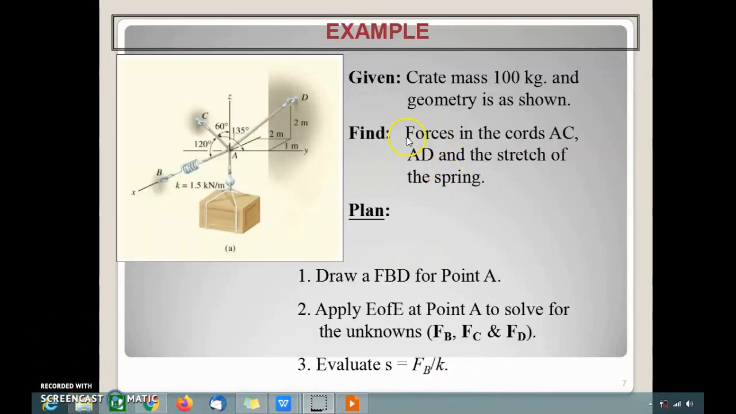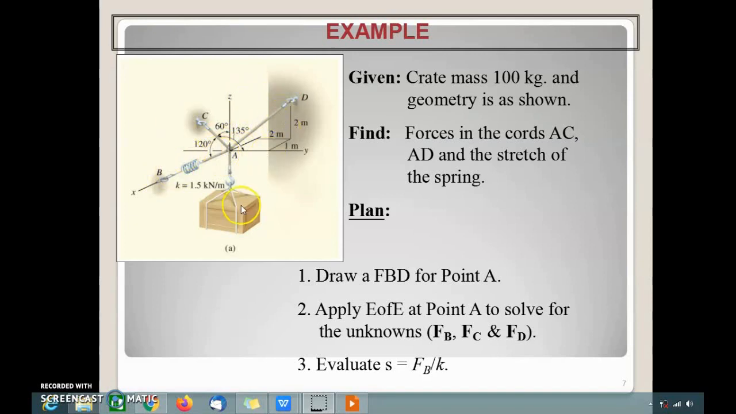Let's do an example here. If we have a case like this, there is a given crate with a mass of 100 kg, and the geometry is as shown. Find the force in cords AC, AD, and the stretch of the spring. So you need to find the forces AD, AC, and AB.